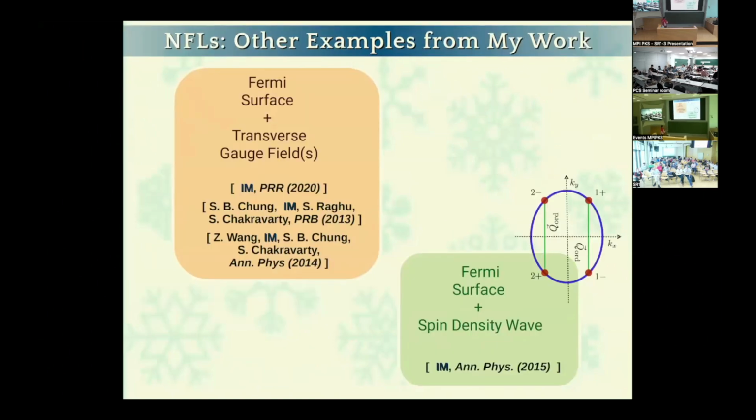Okay, so here are some other examples from my work where I considered a Fermi surface interacting with the transverse gauge field, which turned out to be very similar to the isoginematic case, but the vertex is a bit different, so the calculations are a little bit different, but the scalings, etc., are very similar. And then I also considered situations where I have hot spots rather than the entire Fermi surface becoming hot.